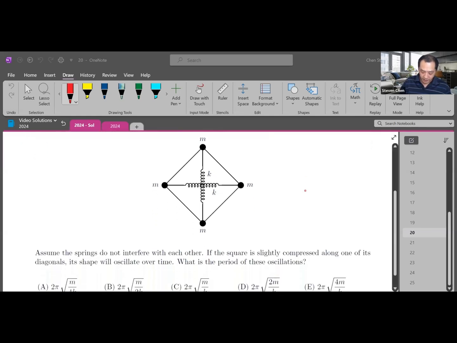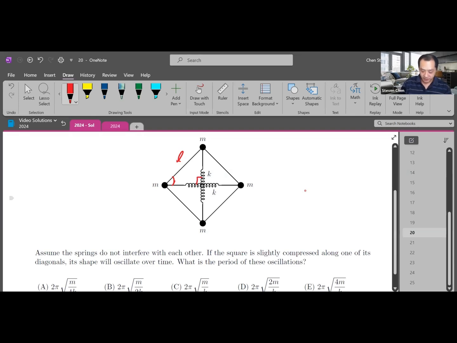Again, we will use the energy approach to solve this problem. We need to write down the kinetic energy and the potential energy. Before doing it, we need to decide which generalized coordinate we want to use. In any position, the system is a rhombus, and we know the side length of the rhombus, so let me call it L. We can use this angle to fully characterize the shape of the rhombus. And because it's a rhombus, the two diagonals are always perpendicular.